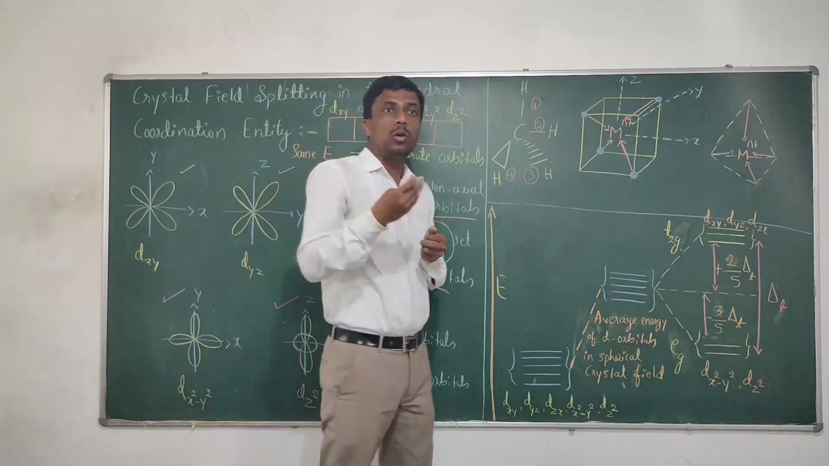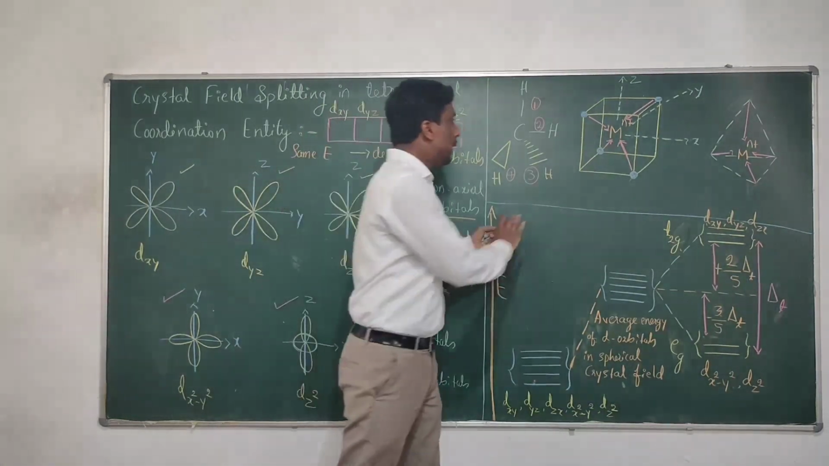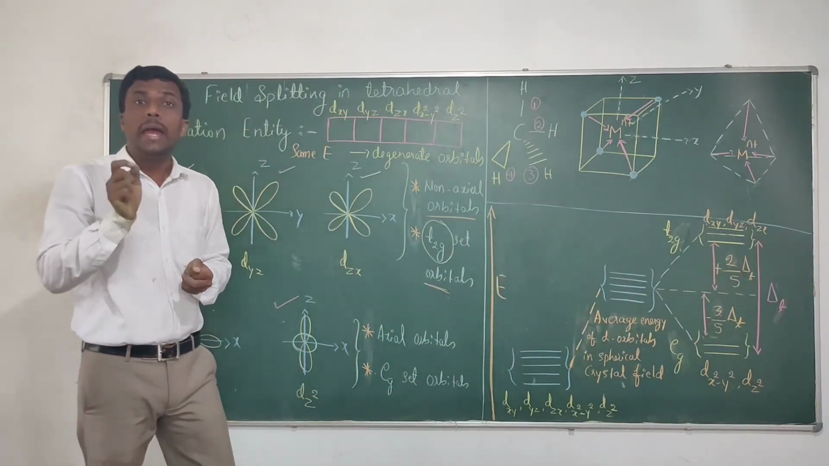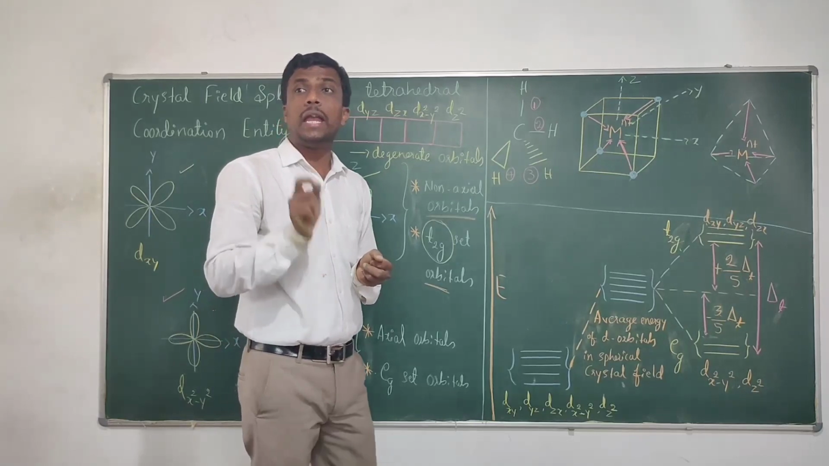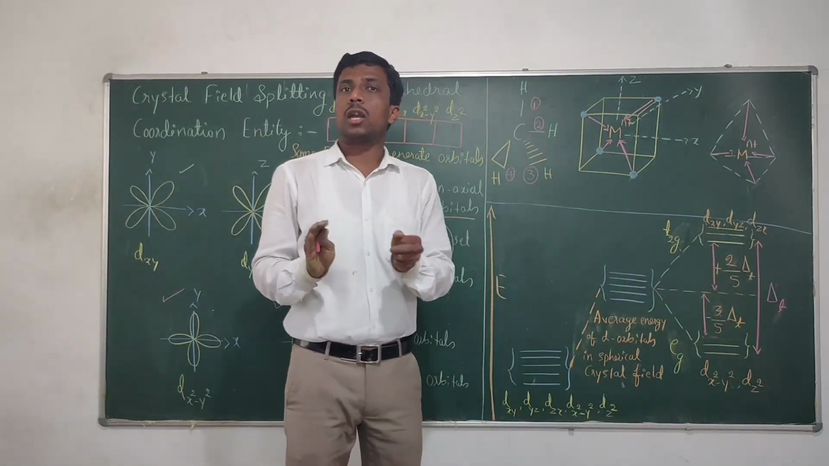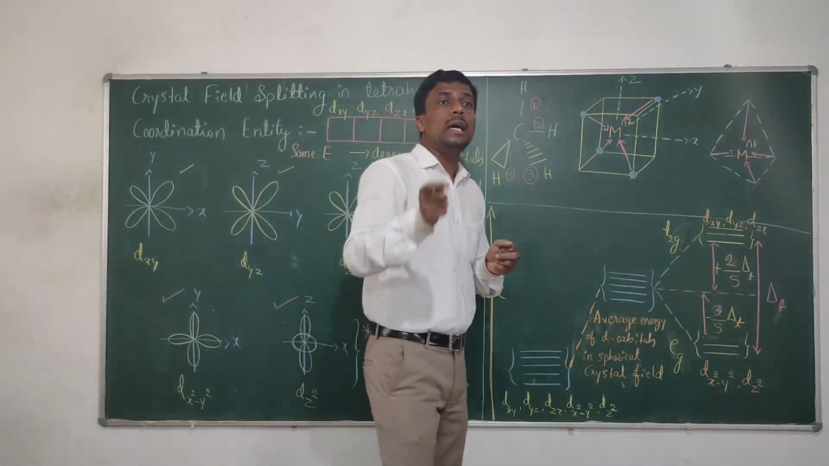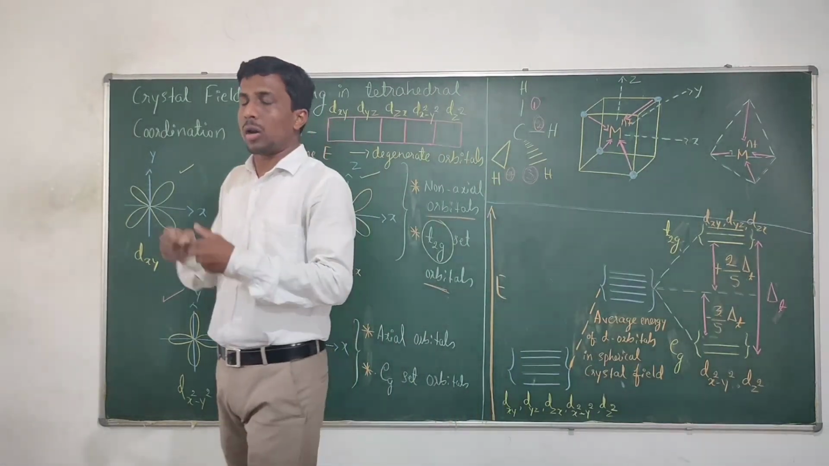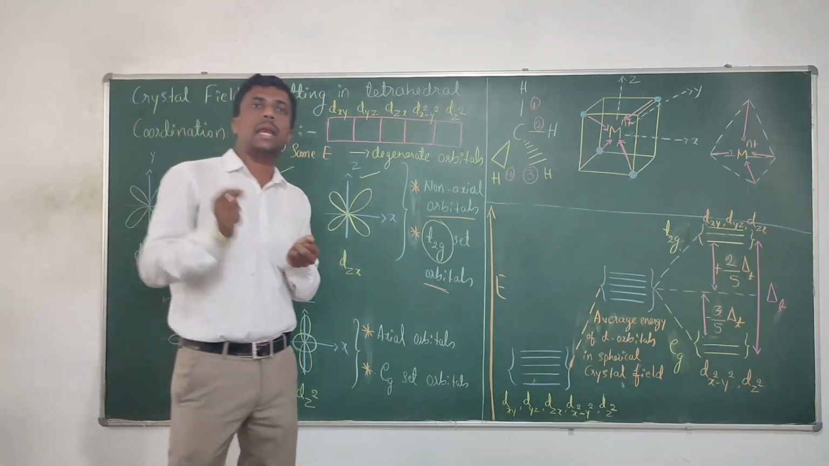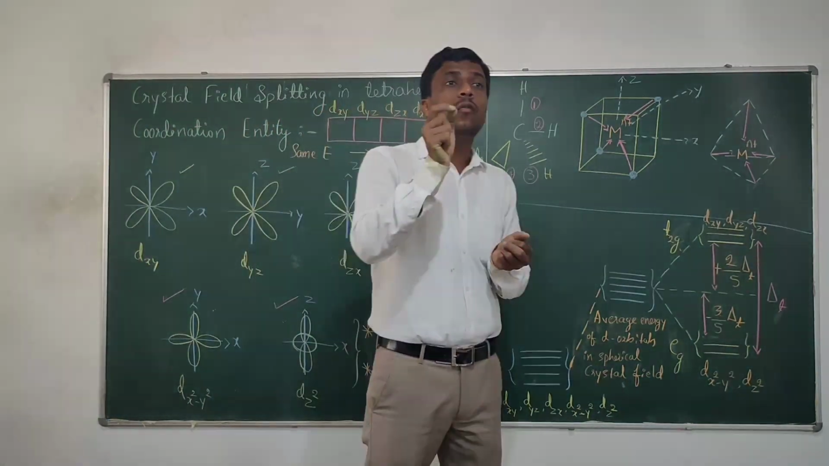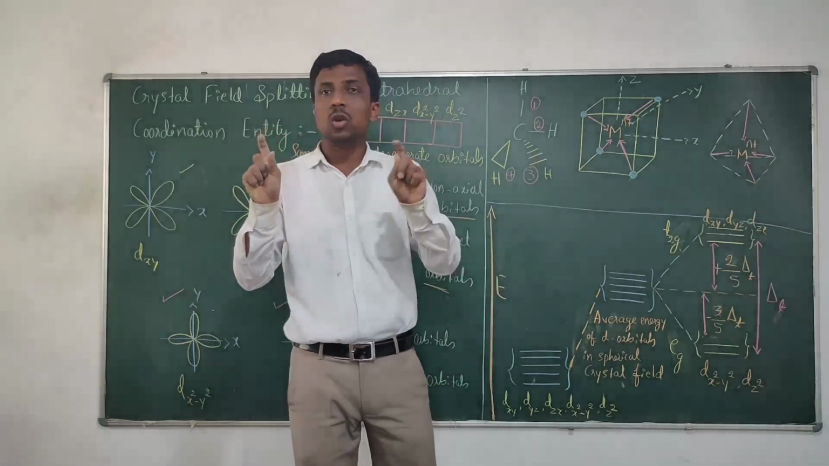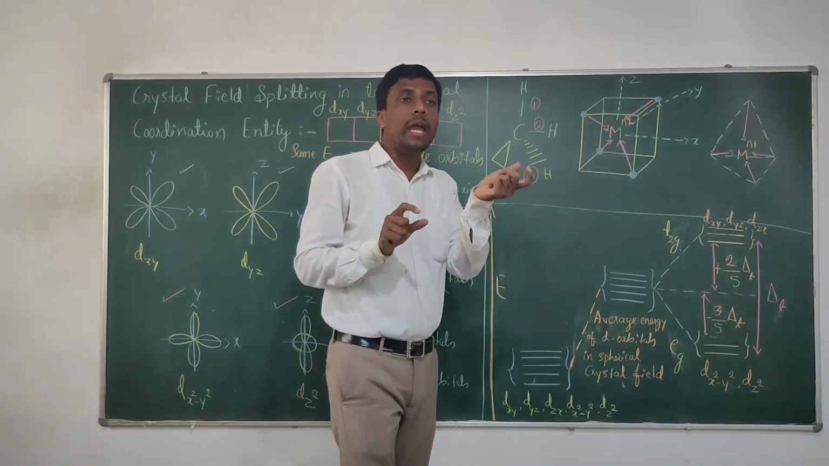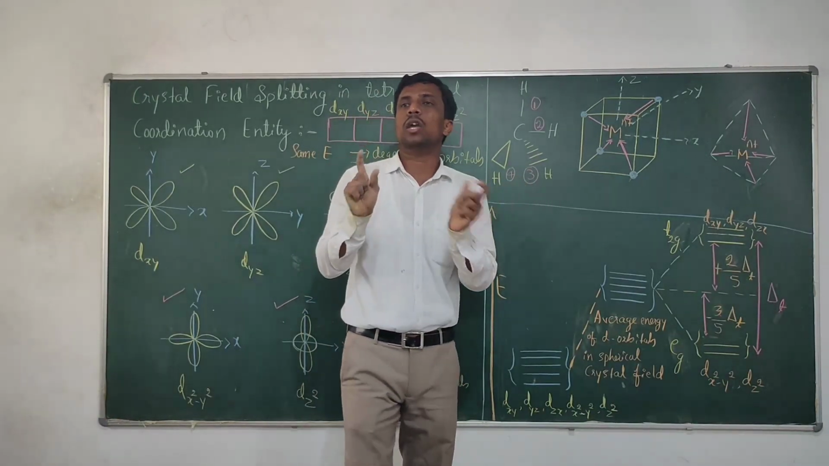It means what I want to tell you is that in tetrahedral geometry, in a tetrahedral coordination entity, any of the 5d orbitals are not approaching the ligands' direction. None of the ligands are in the direction of the lobes of the 5d orbitals. There is no direct contact between the ligands and any one of the lobes of the 5d orbitals.